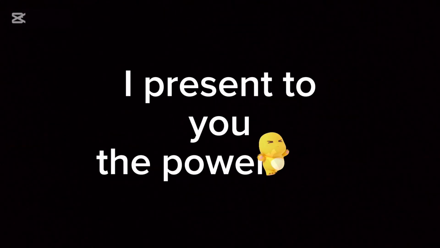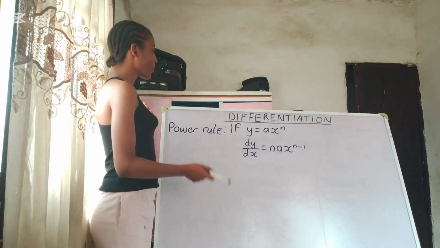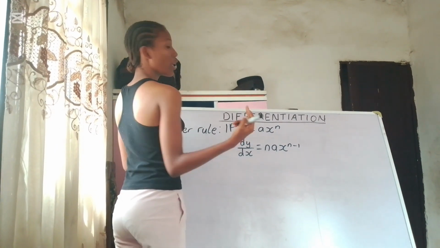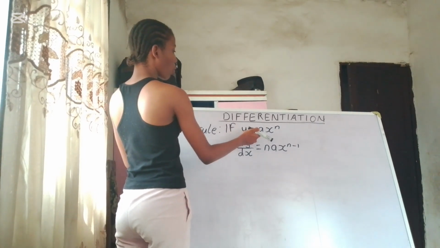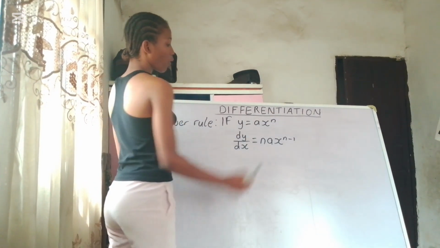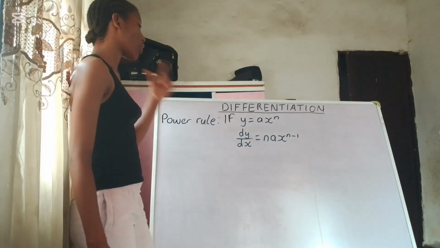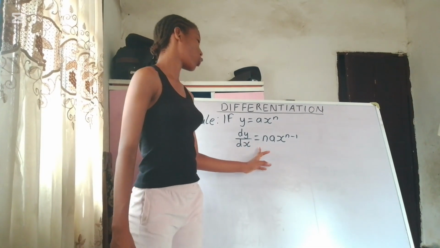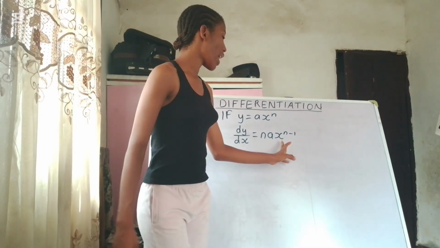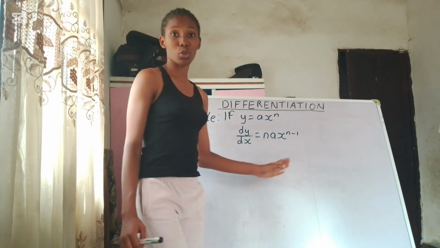In our last video, we started our series on differentiation, and remember, I promised you shortcuts. So, here are the shortcuts. The formula says that if we have a function y equals ax to the power of n, then the differential dy by dx is equal to nax to the power of n minus 1.